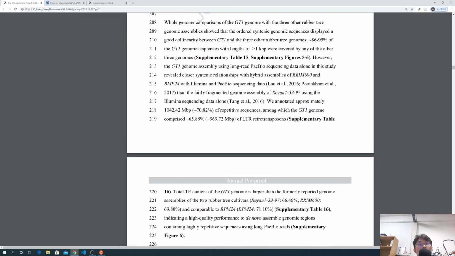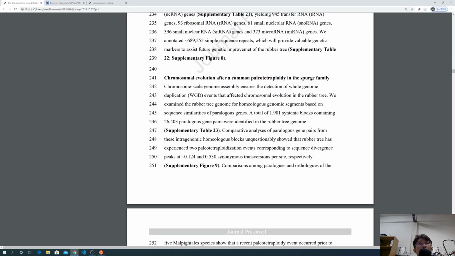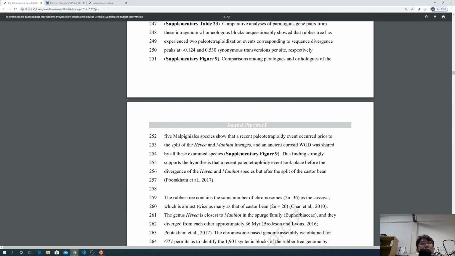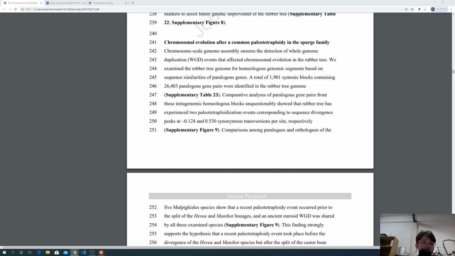And chromosome evolution. So they try to build some synteny. Okay, synteny, we know what it is. Supplementary figure 9. Let's see it. So this is what we discussed, right? This is very interesting to see.